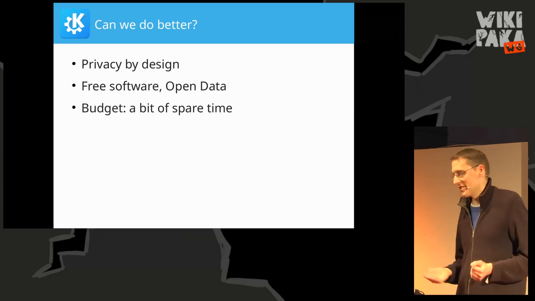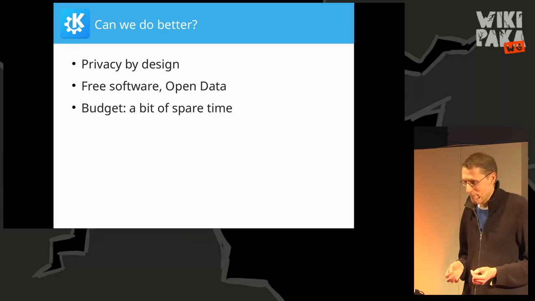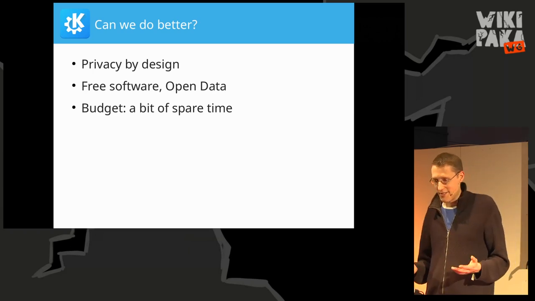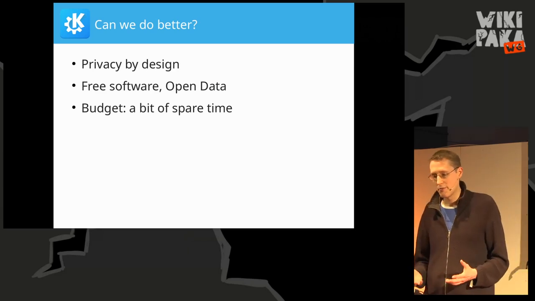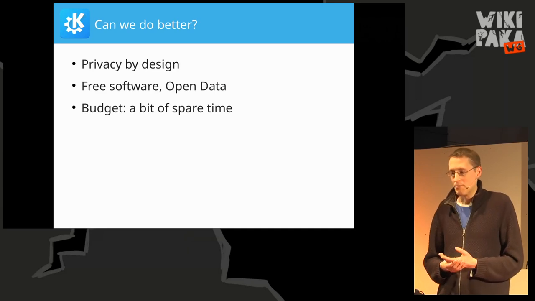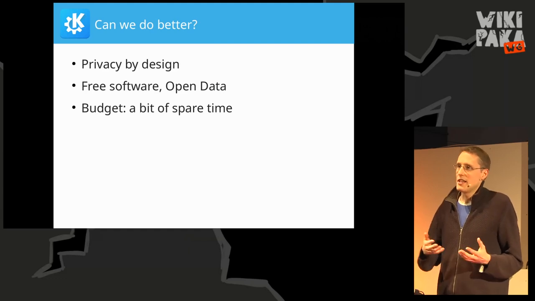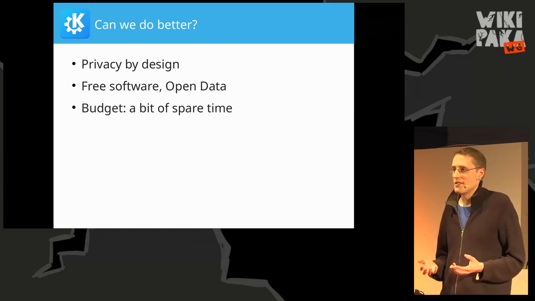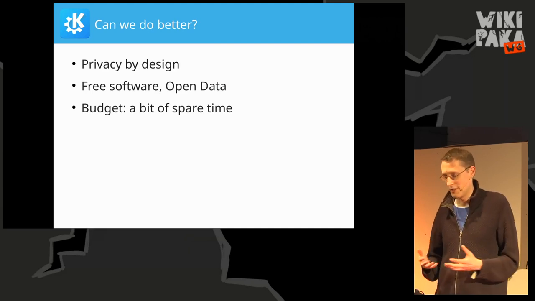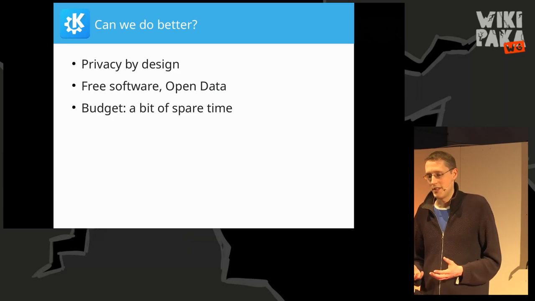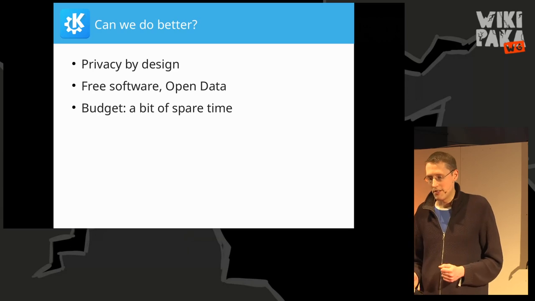And that obviously leads us to: let's do it ourselves. Then we can at least design this for privacy right from the start, and build it on top of free software and open data. Of course, it's not entirely obvious that this will actually work. Google and Apple have a totally different amount of resources available for this. So can we actually build this ourselves?